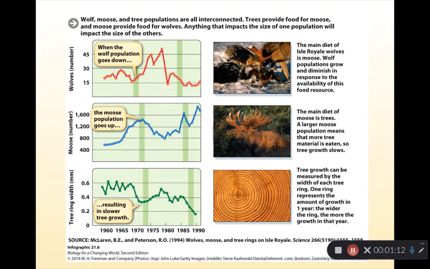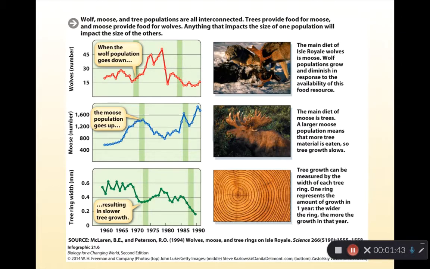So your book gives us this fantastic example again of moose, wolves, and trees. And what we can start to see is how these organisms affect one another. So when we see the wolf population going down, we see that correspondingly the moose population goes up. So we're seeing how the wolf population is influencing the moose population.